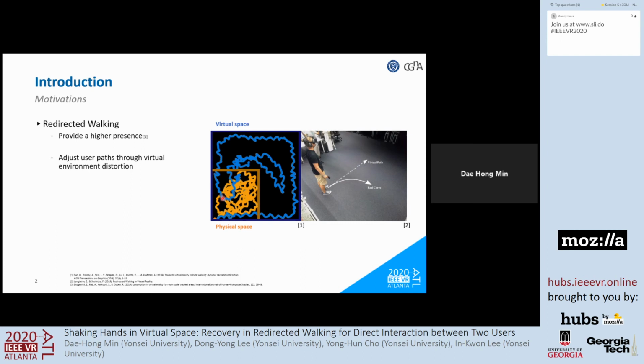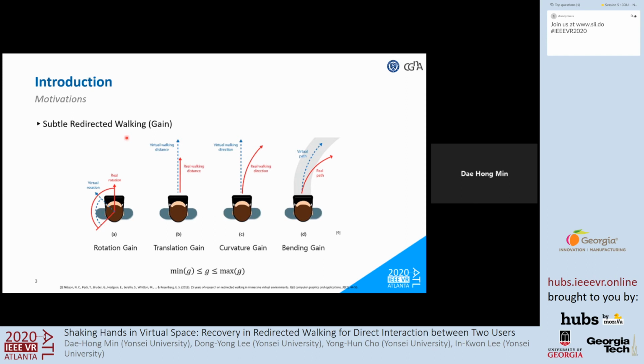And in the subtle redirected walking technique, there is a value called gain that determines how to give distortion. Rotation gain distorts the degree of rotation of the user, and translation gain distorts the distance traveled. In addition, the curvature gain distorts the user's direction of movement. These distortions are applied only to the extent that the user does not notice. So each gain has a threshold.